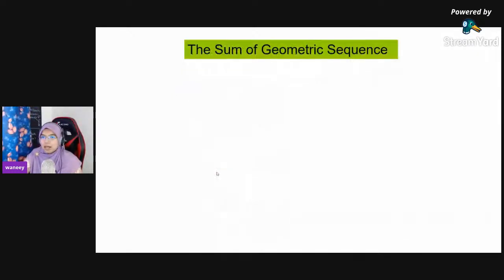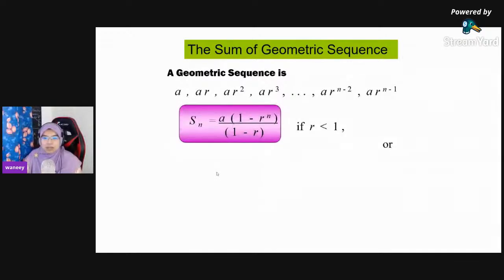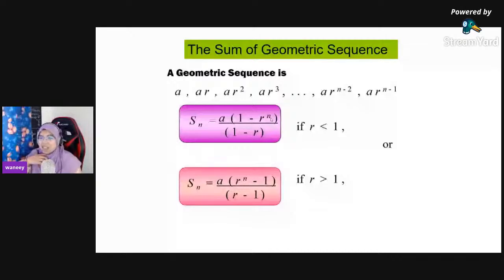Okay, now the sum of a geometric sequence. A geometric sequence is a, ar, ar squared, ar cubed, up until ar to the power of n minus 1. This is the formula for Sn, the sum of the first n terms of a geometric sequence. Sn is a times 1 minus r to the power of n over 1 minus r, or you can use another formula, a times r to the power of n minus 1 over r minus 1. We can use either one of them. Either one can be used.